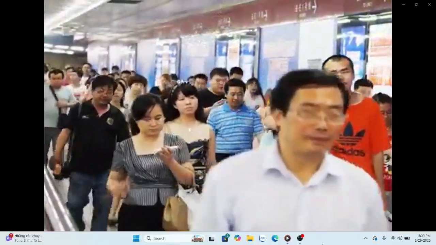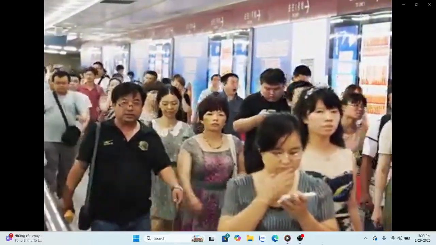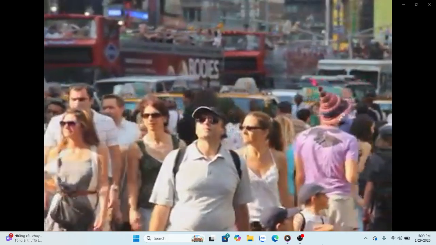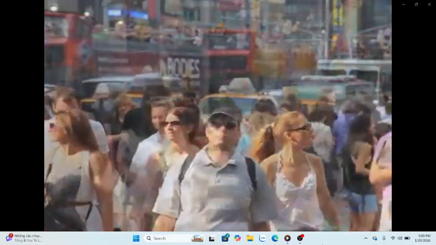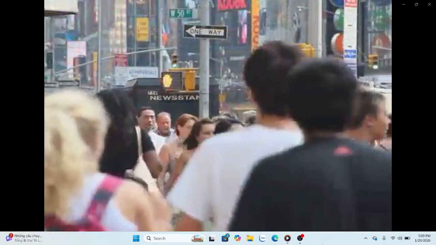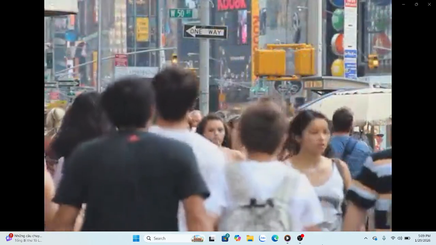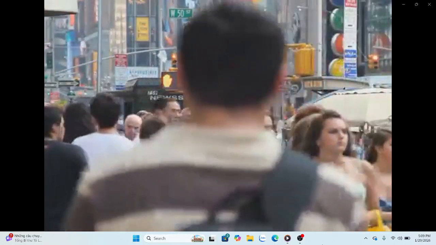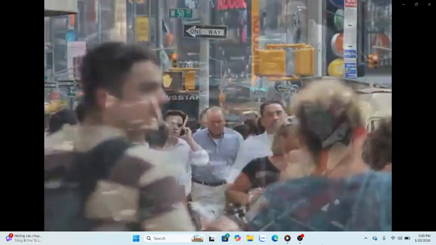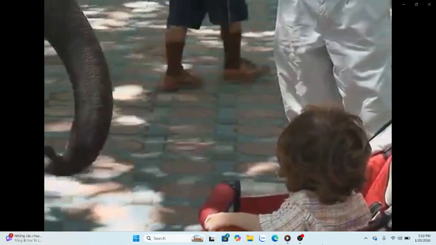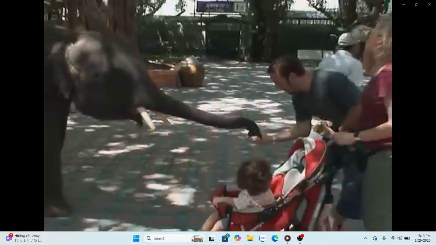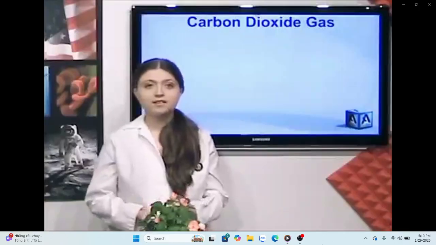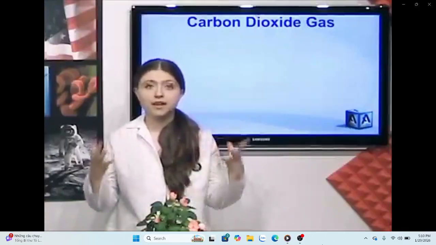And people, when we breathe in air, our lungs take the oxygen, and then when we breathe out, we breathe out carbon dioxide gas. So every time we breathe out, we're putting more carbon dioxide gas into the air. So people and animals can put some carbon dioxide into the air when we breathe. Carbon dioxide in the air can help to keep our planet warm.